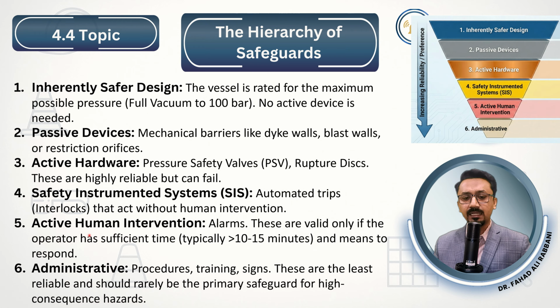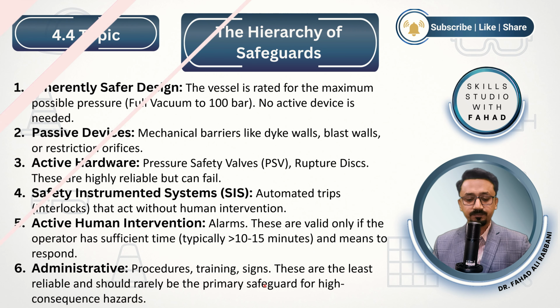Number 5 is active human intervention. Alarms. These are valid only if the operator has sufficient time, typically less than 10 to 15 minutes, and means to respond. Number 6 is administrative: procedures, training, signs. These are the least reliable and should rarely be the primary safeguard for high consequence hazards.